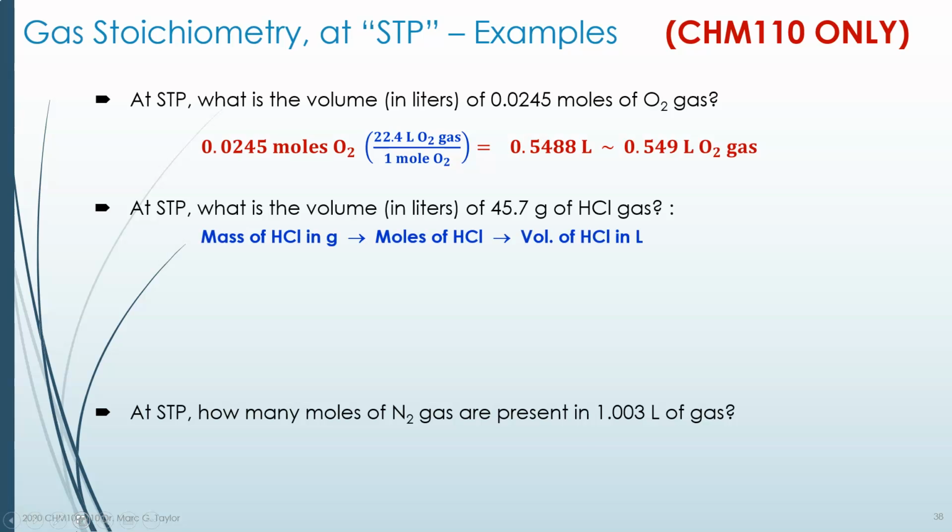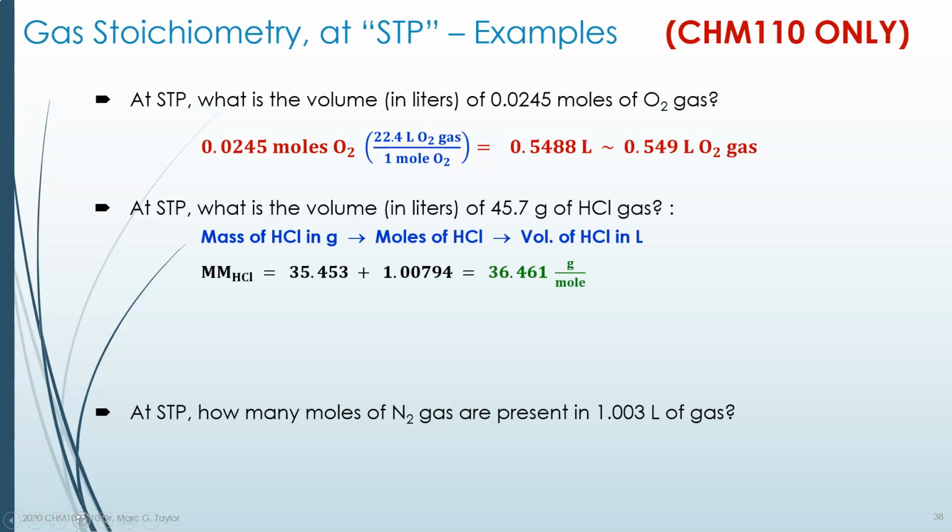We need to get the mass first converted to moles of HCl, and we're going to use the molar mass to do that. So obviously, that first arrow will use the molar mass, and we have to calculate the molar mass. And then once we have the moles, we can use our new conversion factor, our STP conversion factor, to turn moles of gas into liters of gas. And remember, this only works for gases, not for solutions.